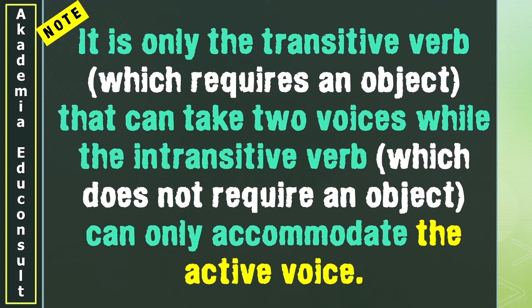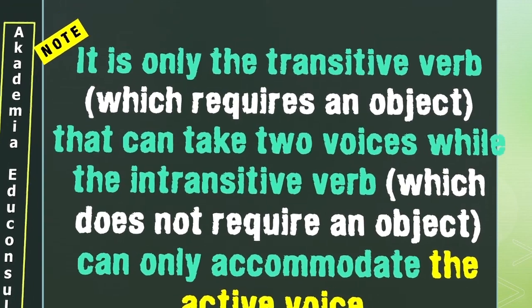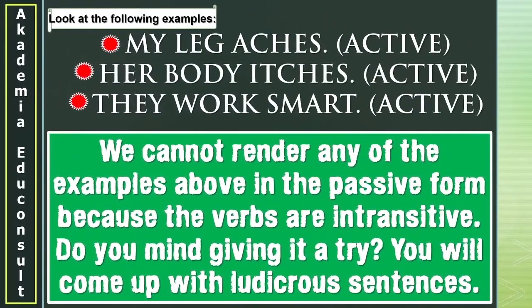Take note that it is only the transitive verb which requires an object that can take 2 voices, while the intransitive verb, which does not require an object, can only accommodate the active voice. Let's say the following sentences. My leg aches. Her body itches. They walk smart. When you look at these sentences, they are all rendered in the active voice. They cannot be rendered in the passive voice. We cannot render any of the examples above in the passive form because the verbs are intransitive.